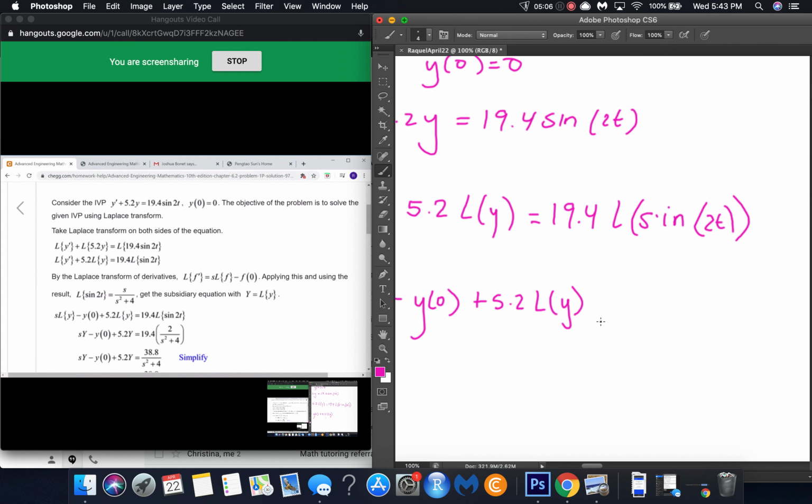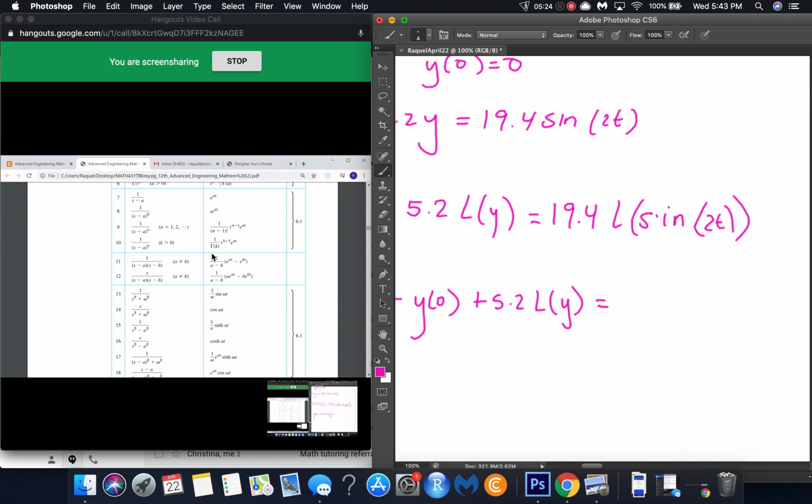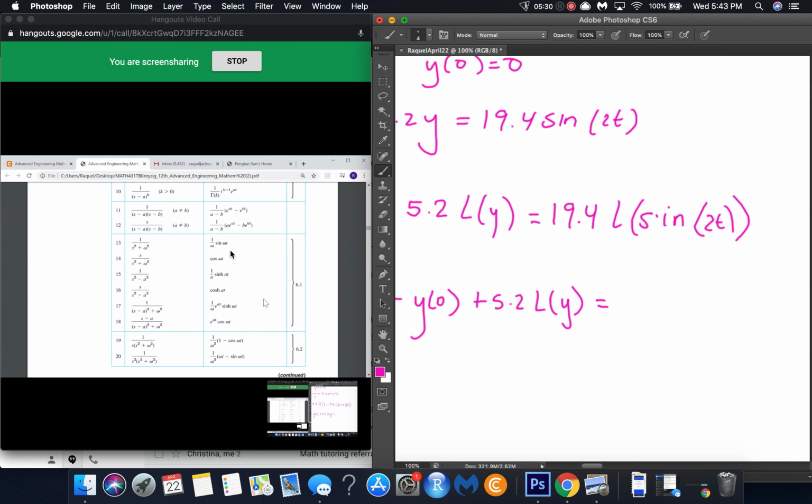Now, for sine of 2t, go back to the table, the one with the sine. So the Laplace transform of 1 over omega sine of omega t is 1 over s squared plus omega squared. Okay. So let's go back to the solution manual.